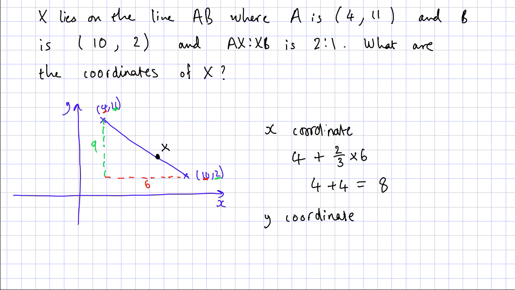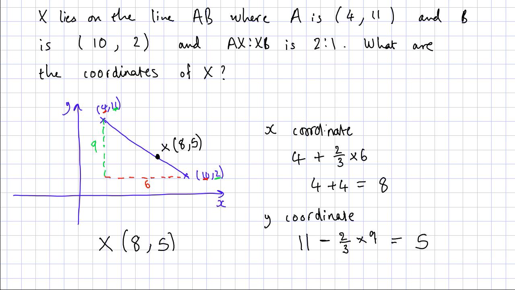Okay, so the y coordinate here is 11, and I'm going down towards 2. So it's going to be 11 take away 2/3 of this length here. So it's going to be 11 take away 2/3 of 9. Now 2/3 of 9, so 9 divided by 3 is 3, times 2 is 6. So 11 take away 6 is going to be 5. So now I know the point X has coordinates (8, 5). So let's mark that here, (8, 5).